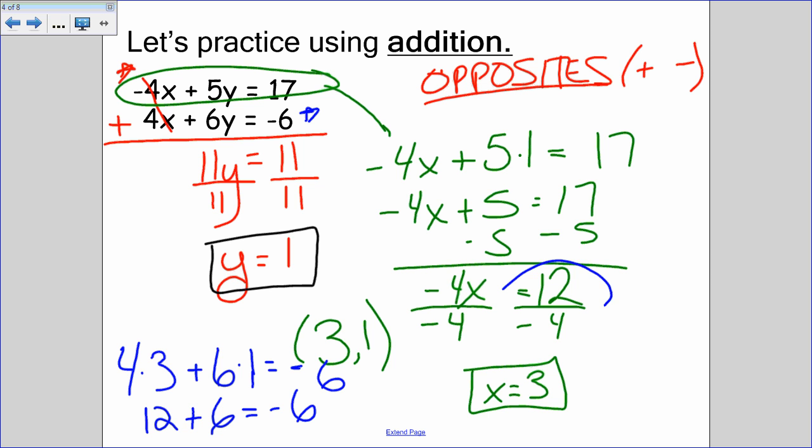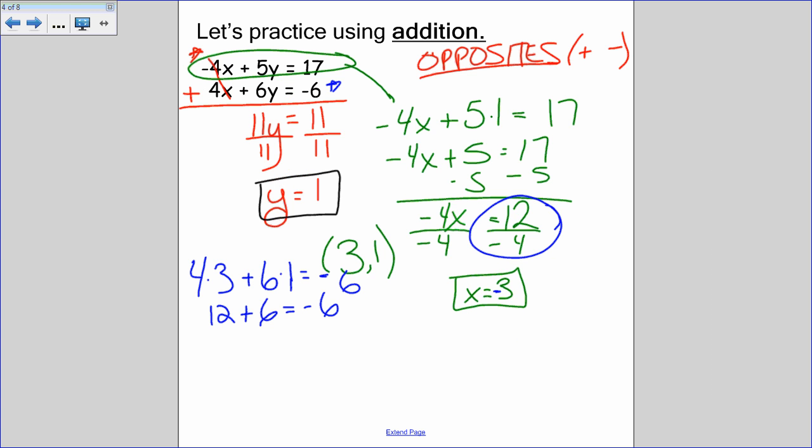Look back over here. 12 divided by negative 4 should be negative 3. Okay, it's always good to go back and check your answers because you can find mistakes like this. So really, when I plug back in, I should have plugged in negative 3. Okay, let's try it again. 4 times negative 3 is negative 12 plus 6. And negative 12 plus 6 is negative 6. Okay, we got it right this time.